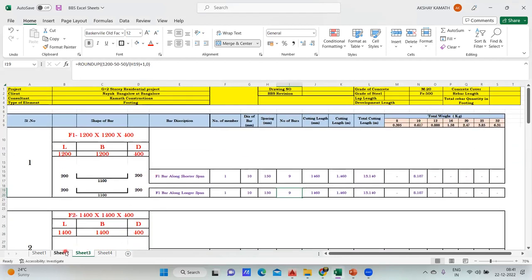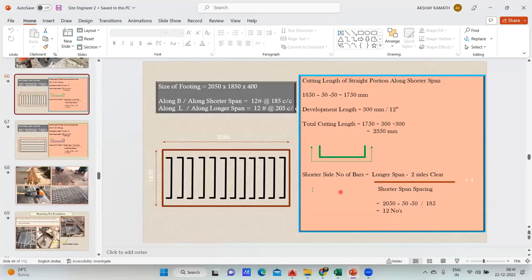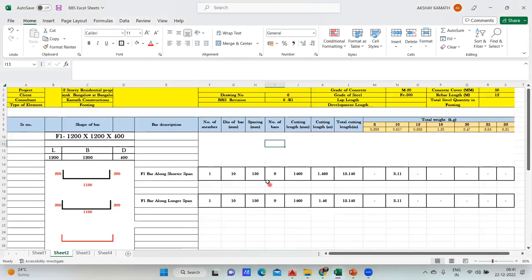There are 1 or 2 formulas which you need to remember. I always tell, if you want to find the shorter side, it is longer side minus 2 sides the cover. This is a formula which is very important. And cutting length also I've explained. In the upcoming lectures, I'll explain a few basic terms, that is bend deduction and all. After that, we'll do this Excel sheet with the help of bend deduction. And also I'll teach you without the bend deduction.